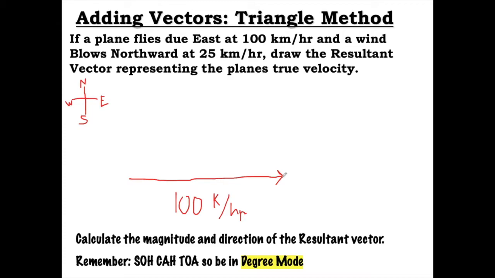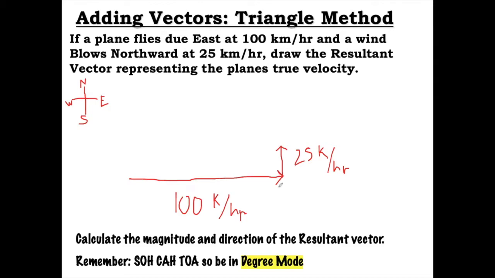So when I draw this one, it's going to be 1/4 the length. So it's going to be something like this. And the reason why is because 100 kilometers per hour is going east. And then now this is the 25 kilometers per hour going north. So in this case, you can't just add these two vectors. And the reason why is because one's going east and one's going north. They're not going the same direction.